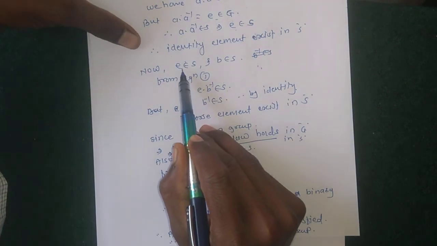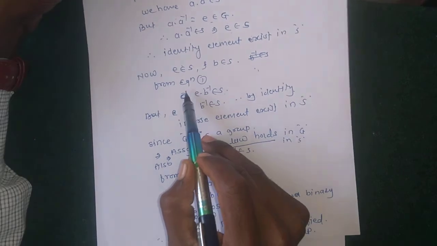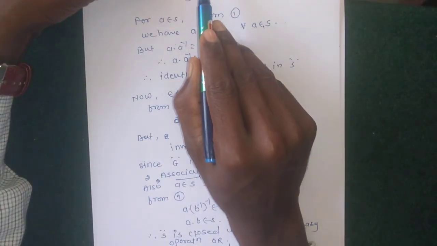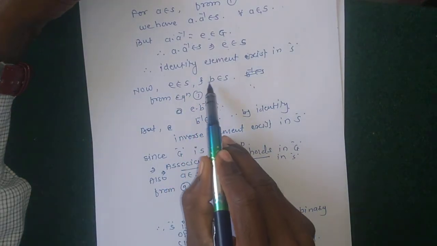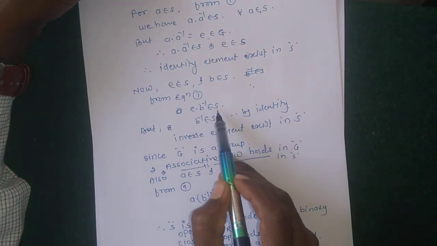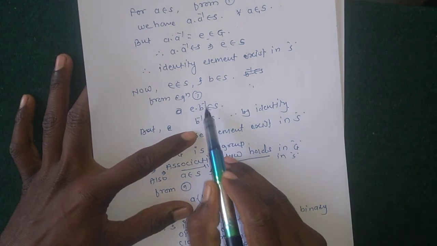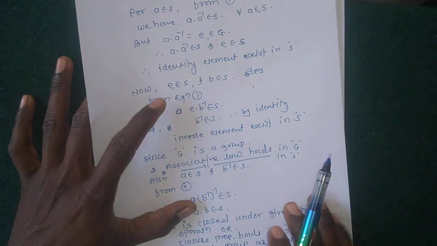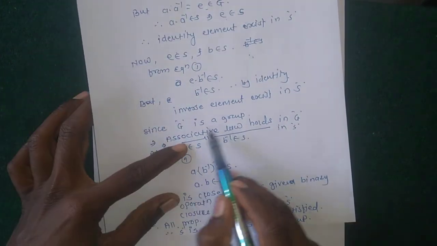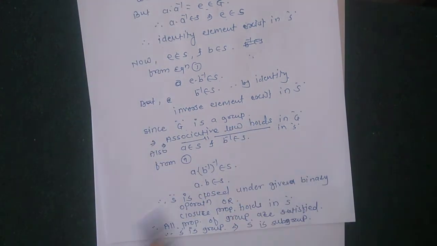Similarly, E belongs to S, meaning the identity belongs to S, and B belongs to S. From condition 1, AB inverse belongs to S. Here E and B belong to S, then E B inverse belongs to S, but the value of E into B inverse is B inverse, meaning the inverse element also exists in the given set S. Next, G is a group, so the associative property holds.